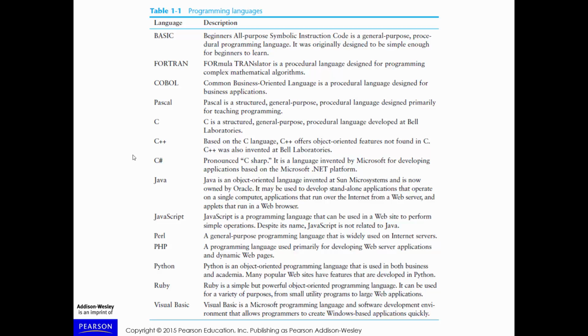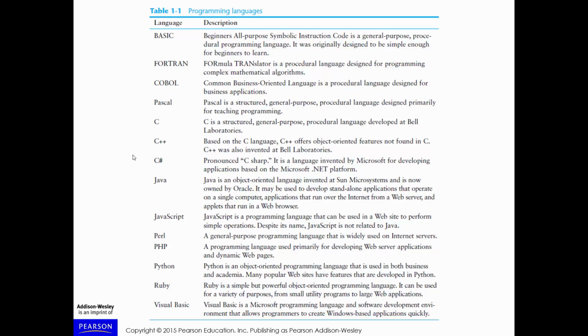Java is an object-oriented language invented at Sun Microsystems and now owned by Oracle. It may be used to develop standalone applications that operate on a single computer, applications that run over the internet from a web server, and applets that run inside of a browser. Okay, so we'll look at most of that stuff.